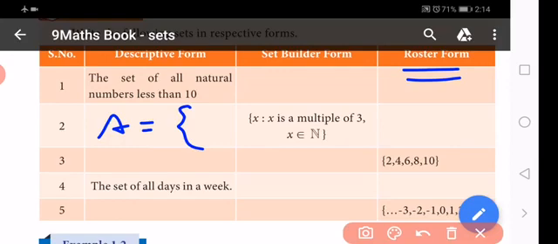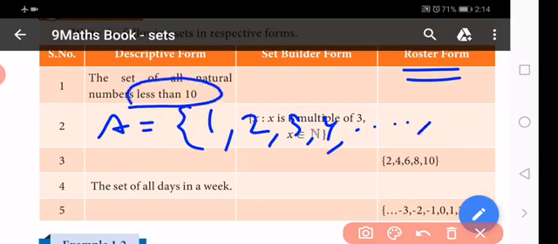The set of all natural numbers means starting with 1, 2, 3, 4 and so on, up to less than 10, which means before 10. Less than 10 means which one is last? Up to 9 only. So 1, 2, 3, 4, 5, 6, 7, 8, 9. This is the roster form of the first sum.